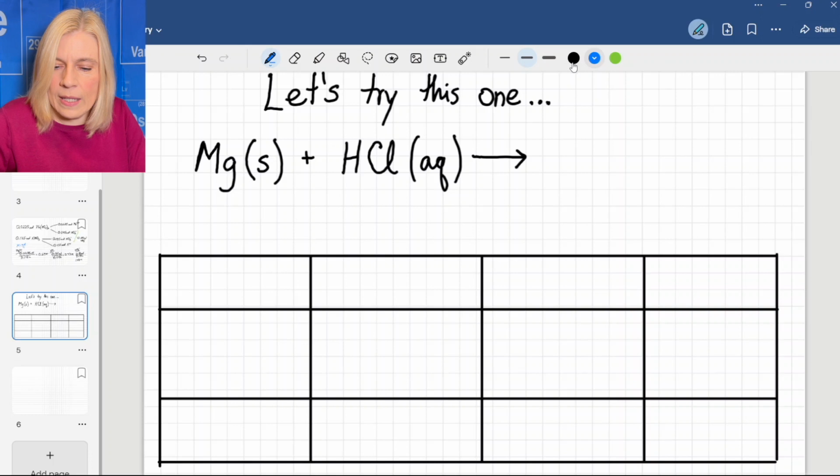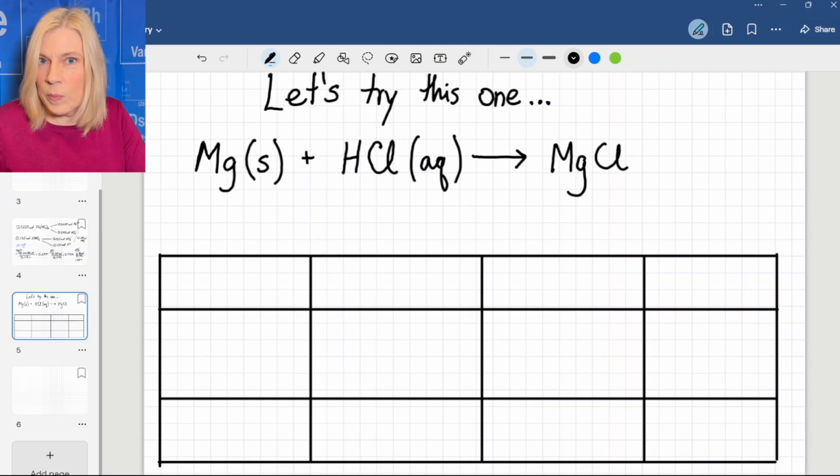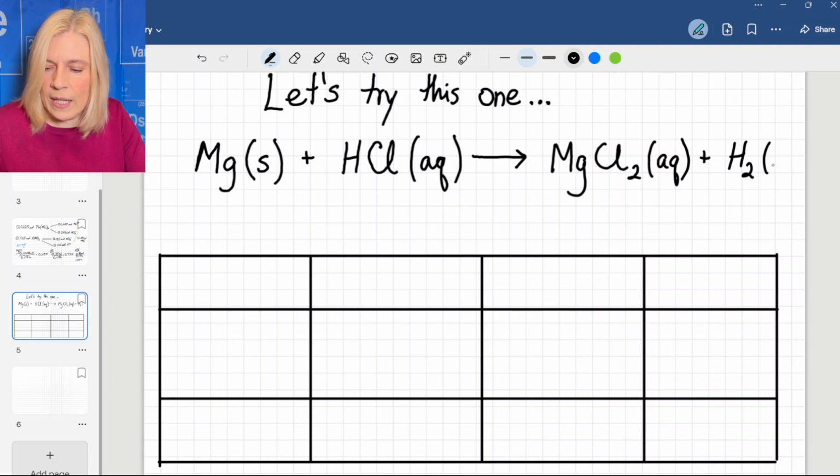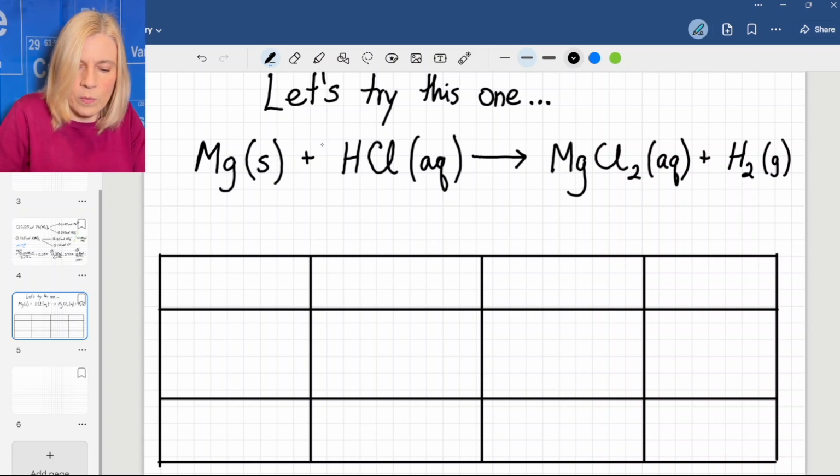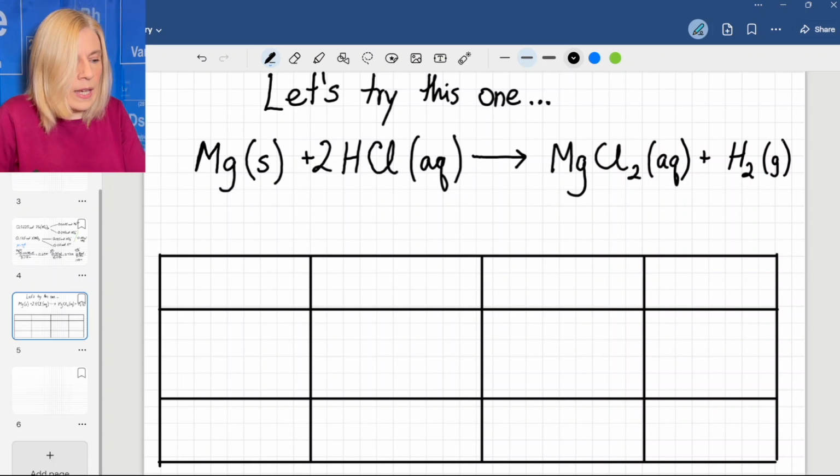And we will make magnesium chloride. But magnesium is +2 charge. Chlorine is -1. And by solubility rules, this will be aq. Plus we're going to make H2, remember, a diatomic gas. We have to balance this. So we're going to put 2 right here. And here is our balanced reaction.